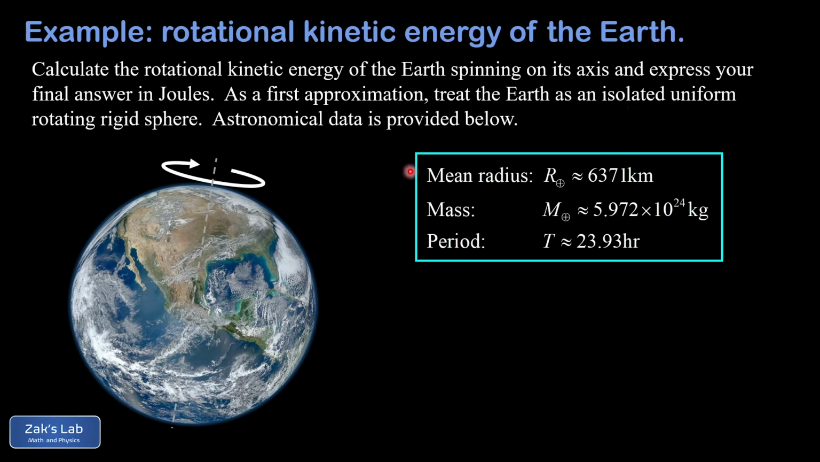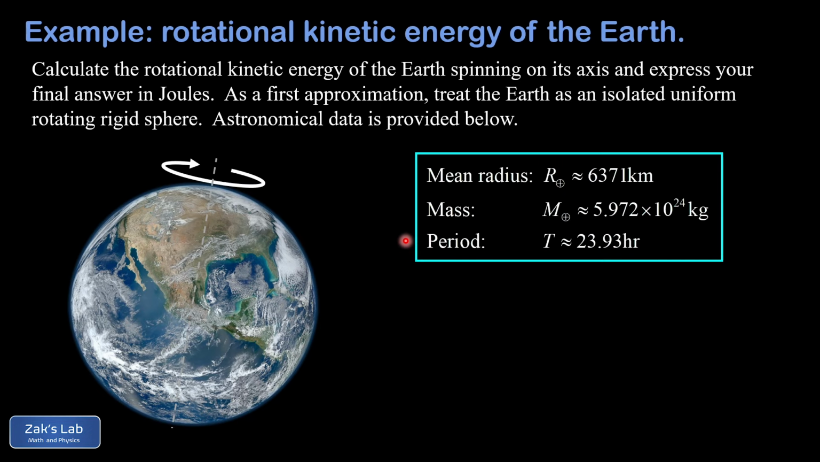So first, just to get this rough approximation done, we're given the mean radius of the Earth as 6,371 kilometers. Keep in mind, we're going to have to convert that to meters so we get the proper SI units out of our calculation. Secondly, we're given the mass of the Earth as about 5.972 times 10 to the 24 kilograms. And third, we're given the period of rotation for the Earth as about 23.93 hours.